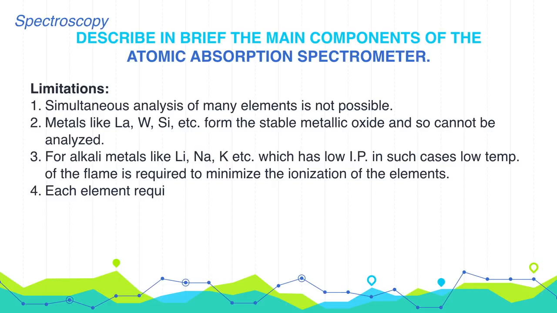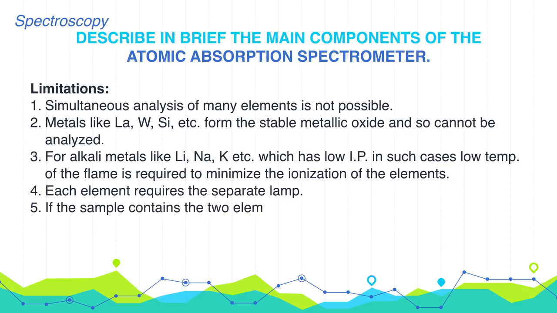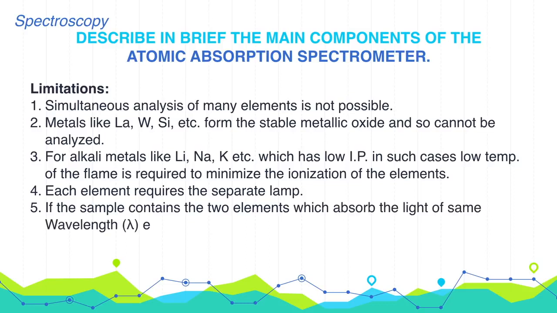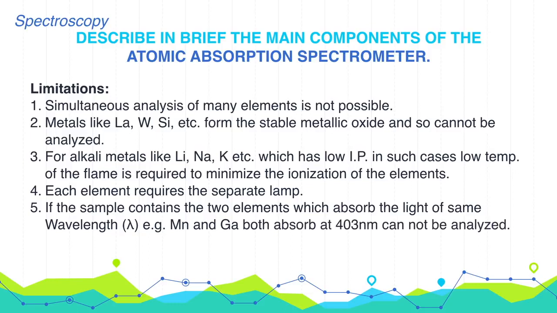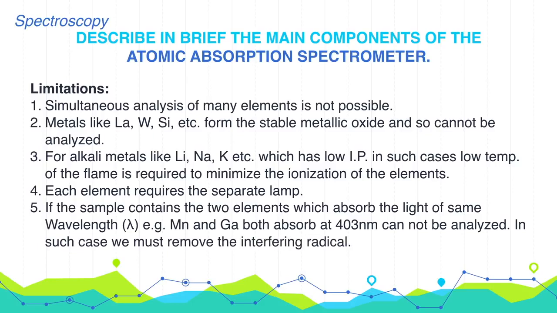Each element requires a separate lamp. If the sample contains two elements which absorb the light of same wavelength lambda, for example, manganese and gallium, both absorb at 403 nanometer, it cannot be analyzed. In such case, we must remove the interfering radical.